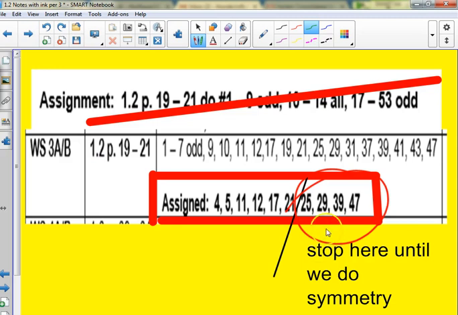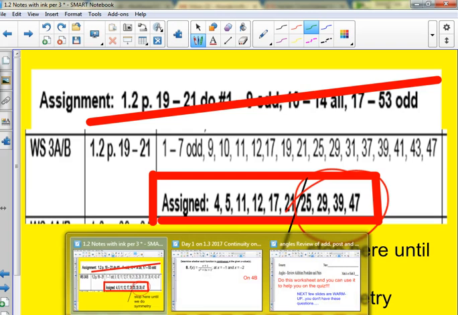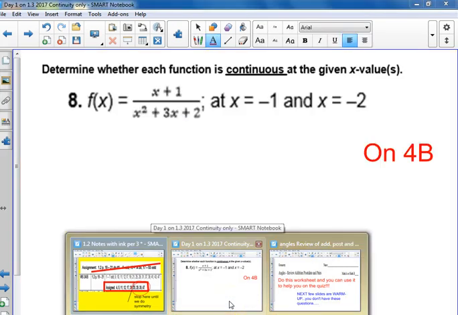All right, so the only questions you have about symmetry actually I think are 25, 29, and 39 on page 19 and 21. I think 47 is something different, but okay. Any questions about symmetry? All right.